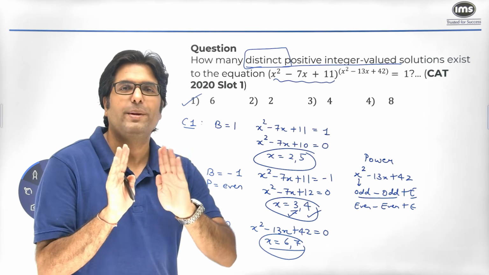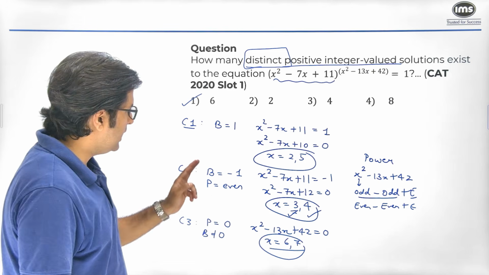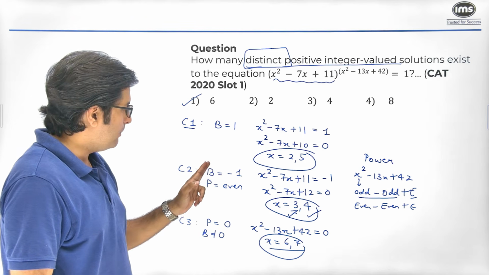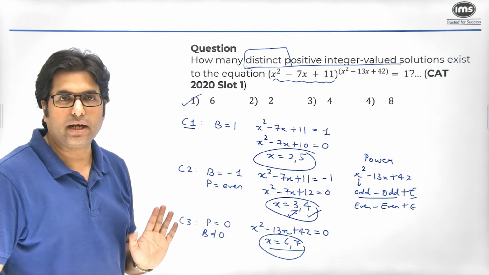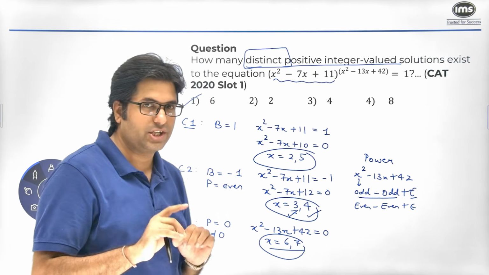Make sure that you don't make haste while doing this. Otherwise, it's a very straightforward way. 3 cases: base being 1, base being minus 1, and the power being equal to 0. Just keep this in your head and you'll be in a great position to solve these questions with ease.